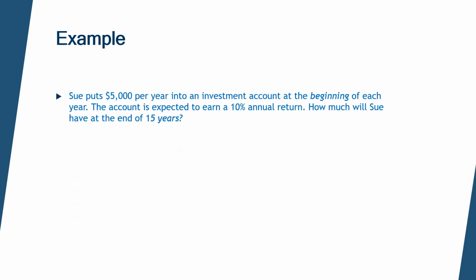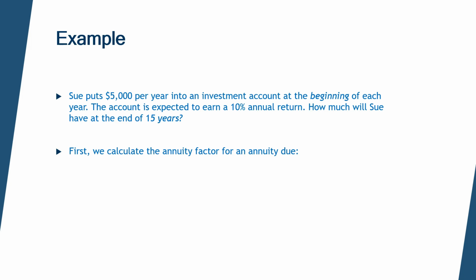Let's look at an example. We're going to say that Sue puts $5,000 per year into an investment account. This occurs at the beginning of each period, so this is an annuity due, not an ordinary annuity. We have to make sure that we use the right equation. That account is expected to earn a 10% annual return. How much will Sue have at the end of 15 years?